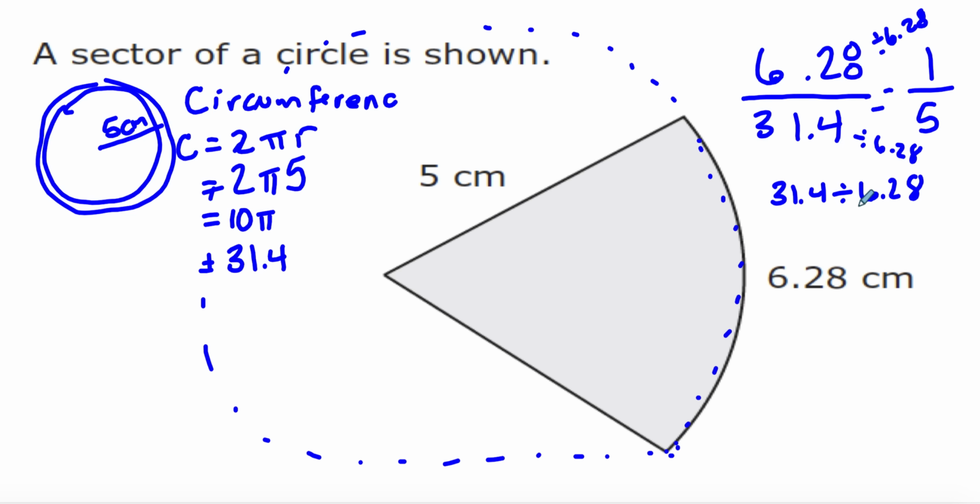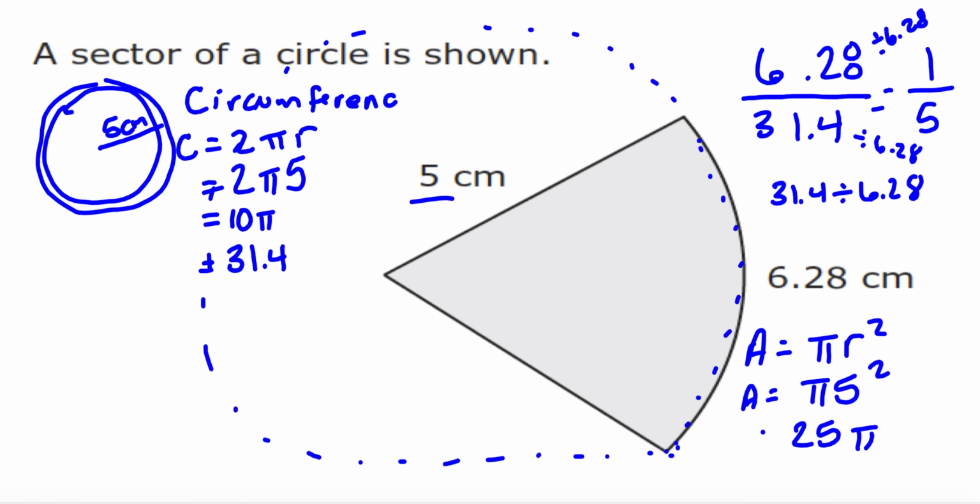Why is this important? This is where all the steps come in. Remember, the first step we found was the circumference to tell me how far around it was. Then I had to take this and divide it to figure out what part of the fraction that is. Now I need to go back and find the area of the whole thing. The area of this whole thing is going to be pi r squared. I know the radius is 5, so it's pi 5 squared. I know that 5 squared is 25, so this is 25 pi. That would be the whole circle again.